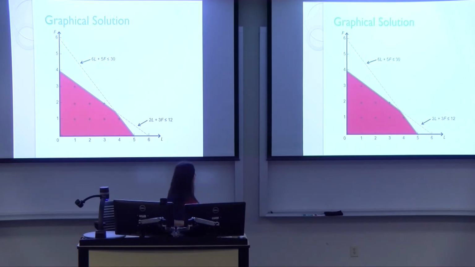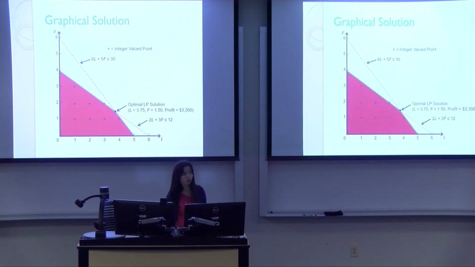So this is your feasible region. And then now I want an integer solution. So the whole red area is not my real feasible region. I need to find out those integer points. So look at the points with this plus symbol. These are your candidate solutions. Okay?